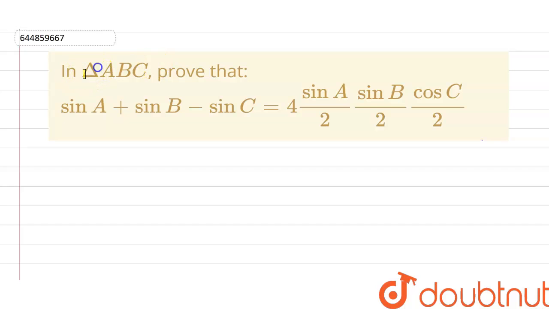So the given question here is: in a triangle ABC, we have to prove that sine of A plus sine of B minus sine of C should be equal to 4 sine A by 2, sine B by 2, and cos of C by 2.